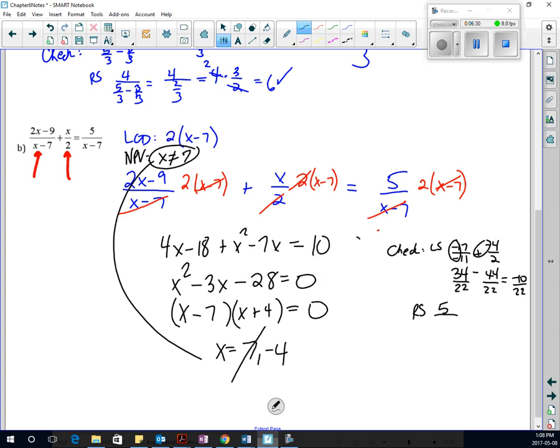So negative 4 subtract 7 is 5 over negative 11. So maybe I should reduce this one back up here and I get negative 5 over 11. So they check.